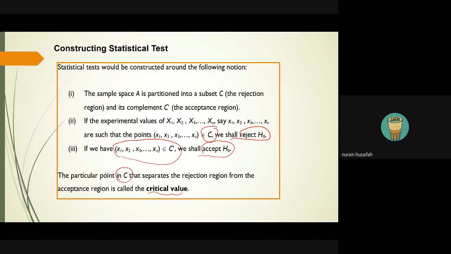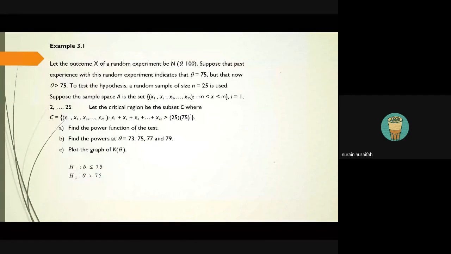For example, Z at alpha 0.05. You compute your Z alpha, and it gives you 1.6449. So that is your critical value. We already computed example 3.1, 3.2 and also 3.3.